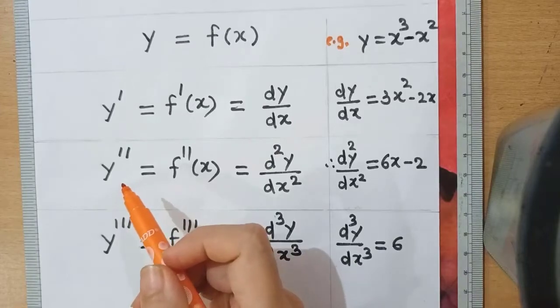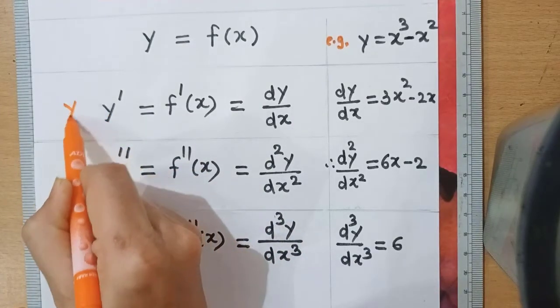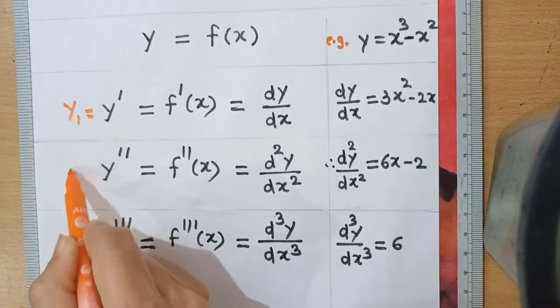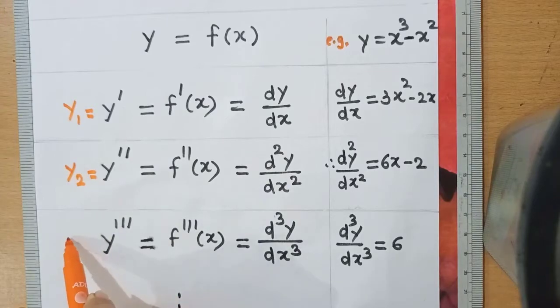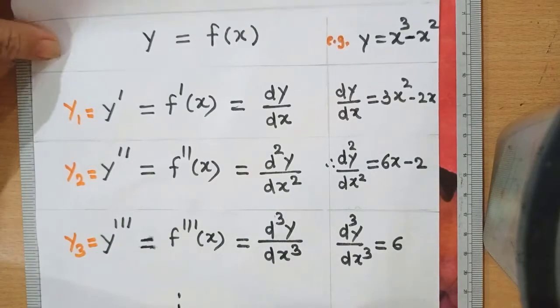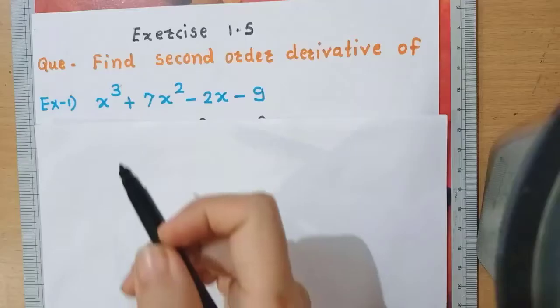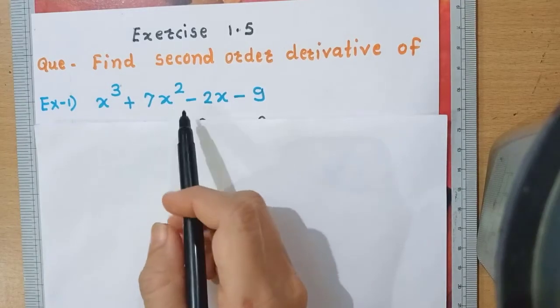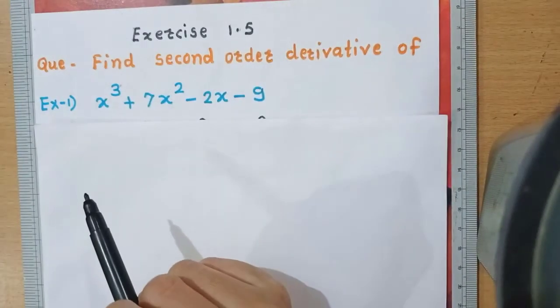One note: the first order derivative is also given by y1, the second order derivative by y2, the third order derivative by y3, and so on. The nth order derivative is given by yn also. Now let's solve examples, and the question is to find second order derivatives.